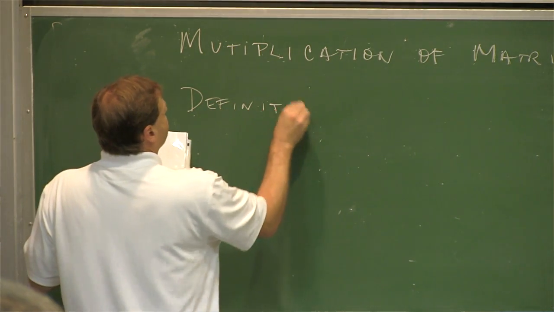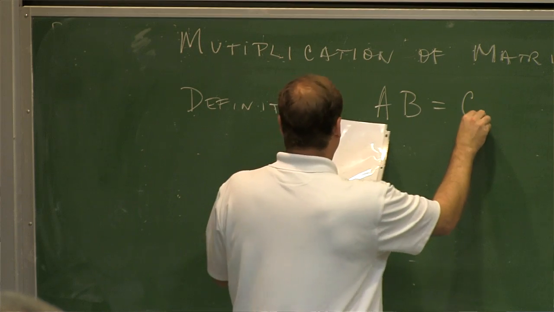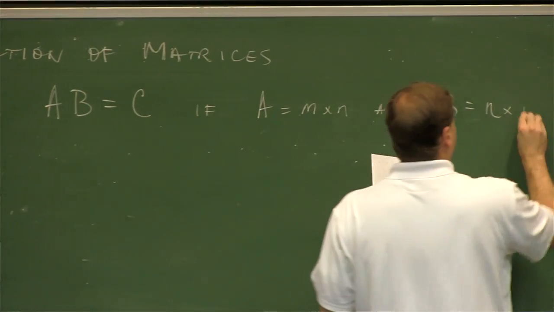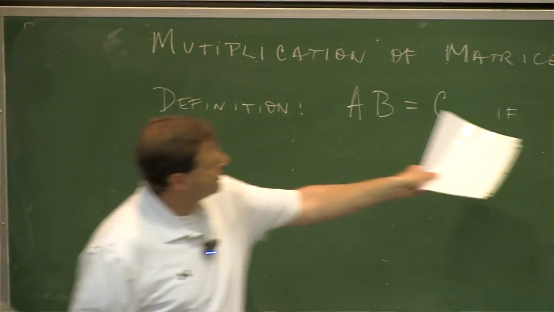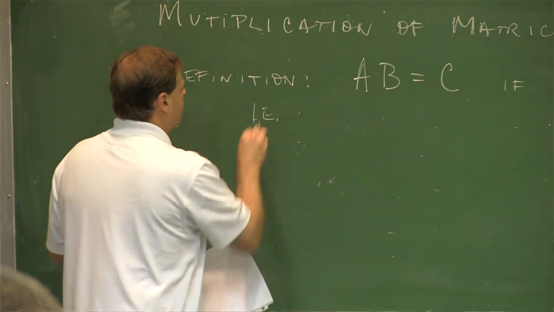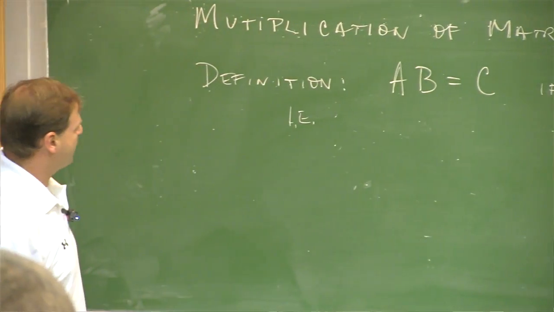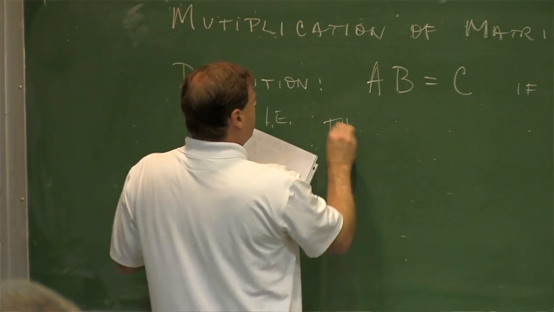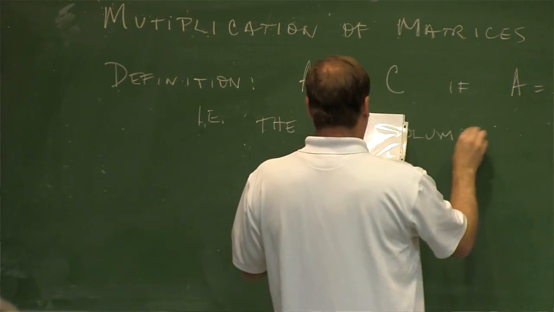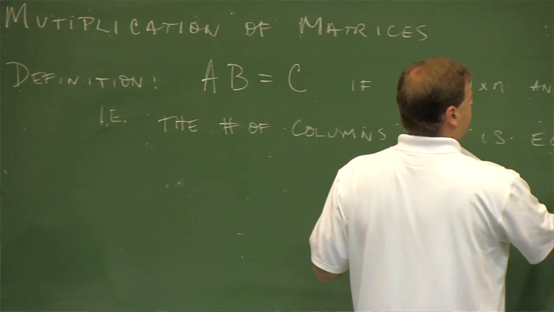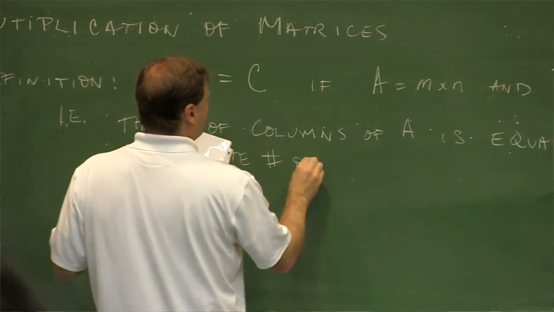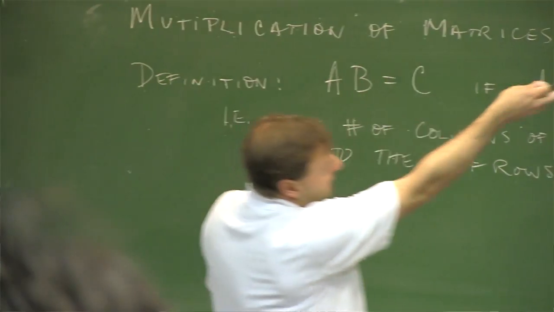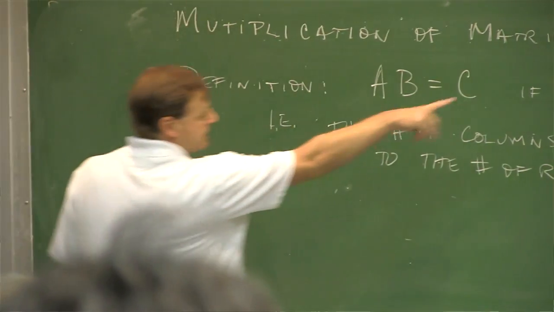So here's your definition. AB is equal to C if A equals m by n and B equals n by r. And so this is just notation here. What am I really saying? We've got this great little thing, i.e. You've seen i.e. before? i.e. is another way of saying another way of saying. So another way of saying this is the number of columns of A is equal to the number of rows of B. That's our starting point. You cannot multiply matrices unless that happens, because that little multiplication won't line up. So that's what I mean by that symbolism there.